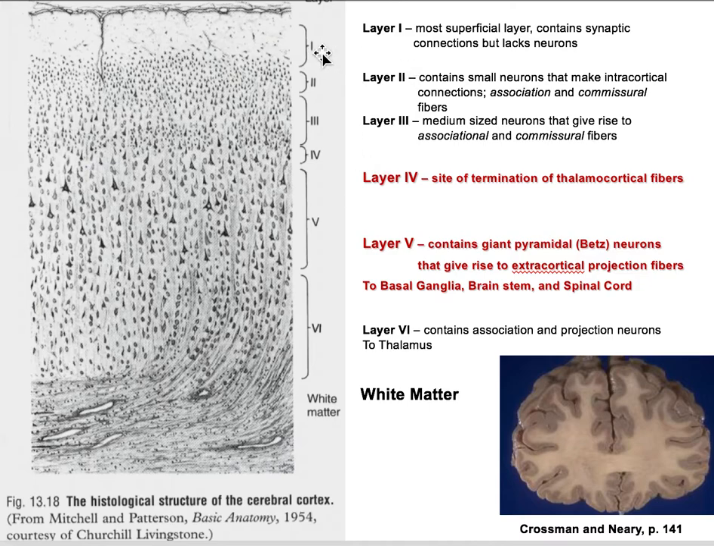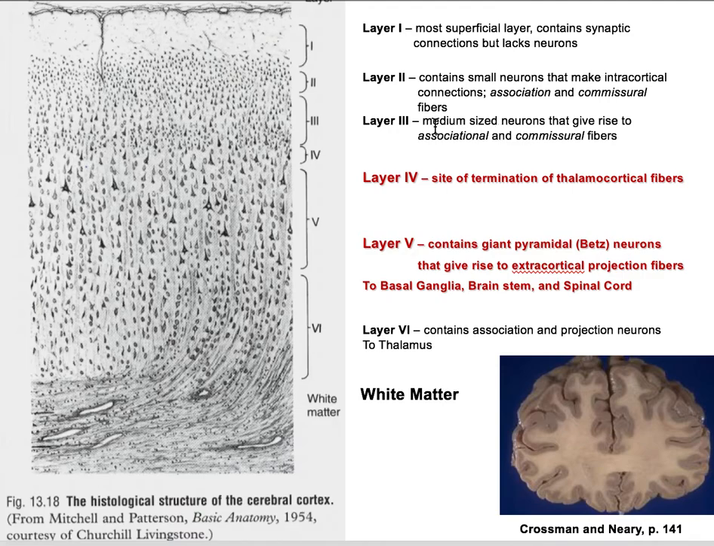If we look here, we see that the numbers that we have listed here are recapitulated here, and the major ones that we want to be able to appreciate are layers 4 and 5, but we need to know them all. So layer 1 is the most superficial layer, with lots of synaptic connections, but it lacks the neurons themselves. Layer 2 contains small neurons, and these are intracortical, so they have association and commissural fibers, so that's important. And so these are about trying to connect one part of the cortex to another part of the cortex.